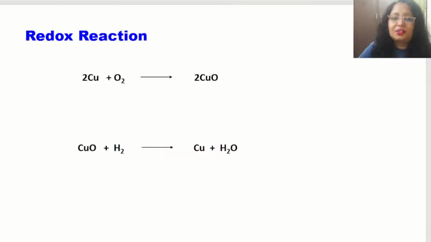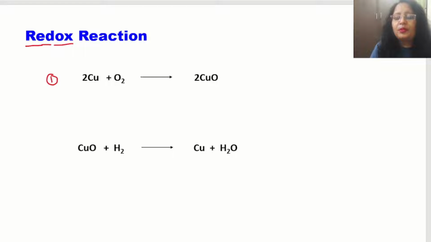So friends, redox reaction, as the name suggests, Re stands here for reduction and ox stands for oxidation. So collectively it is called redox reaction. This is the short form of oxidation reduction reaction. So let's have a look at the reaction first. What is going on here?